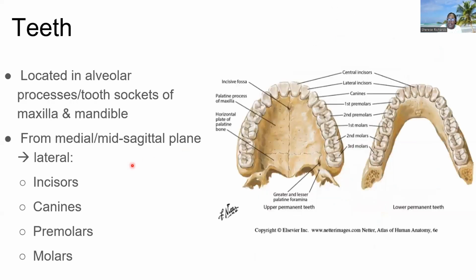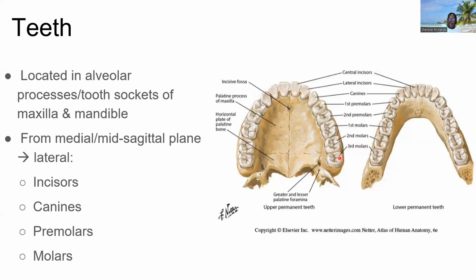Moving on to the teeth, which are inside the oral cavity. These are going to be located in the alveolar processes, otherwise known as the tooth sockets. And these are embedded in the maxilla and mandible bone. So the lower teeth are in the mandible. Here's the mandible. The upper teeth are in the maxilla, right?